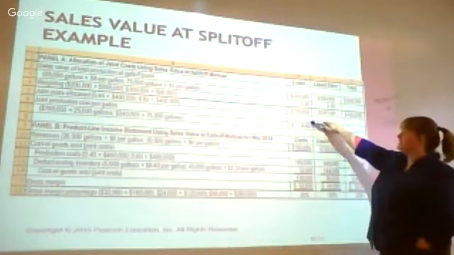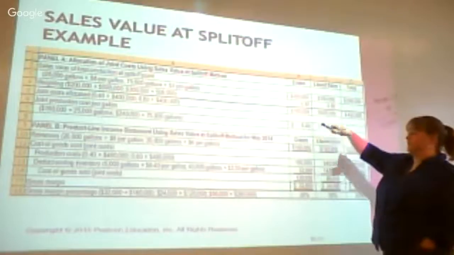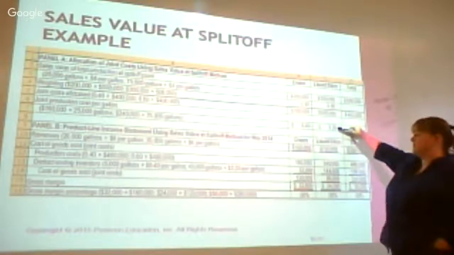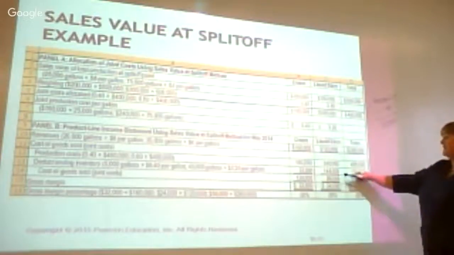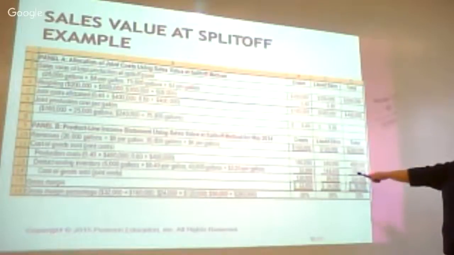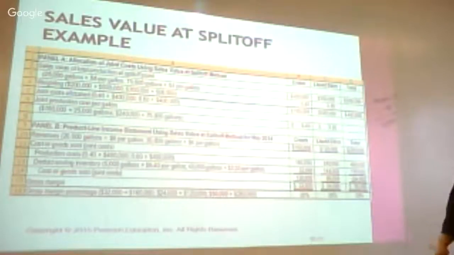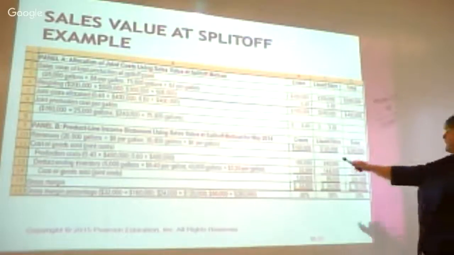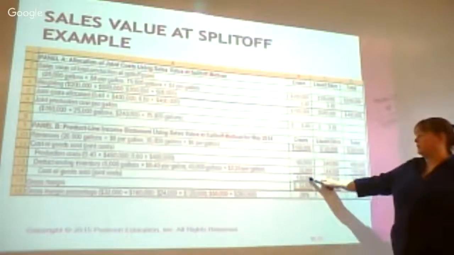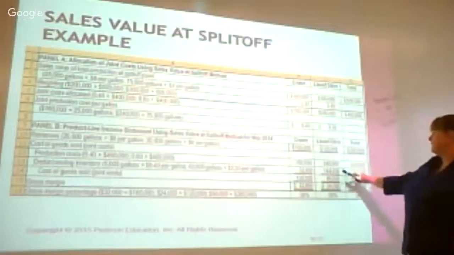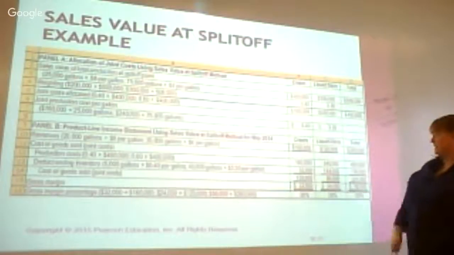So that's how I come up with this. Take the 5,000 times the $6.40. Take the 45,000 times the $3.20. My ending inventory is 32 and 144. So what does that mean for my cost of goods sold? Take the 160 minus 32. That's how I get the 128. 240 minus 144. That's how I get the 96.